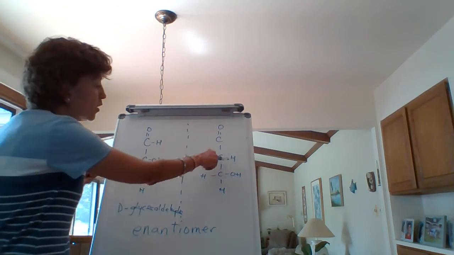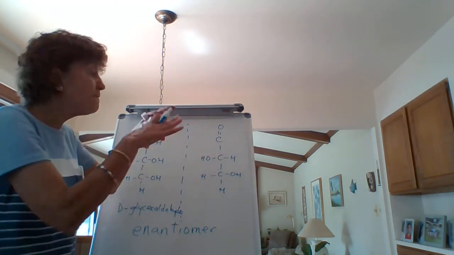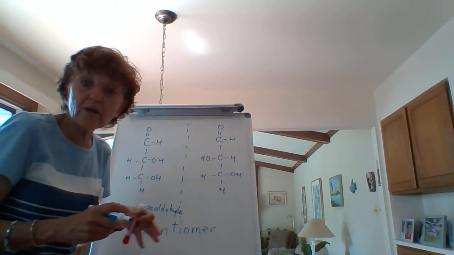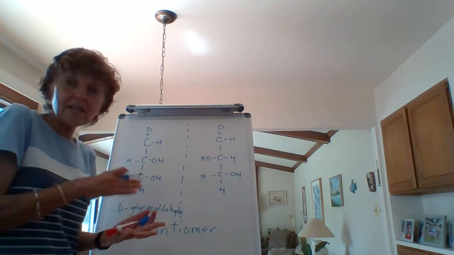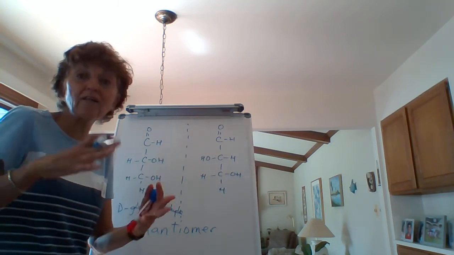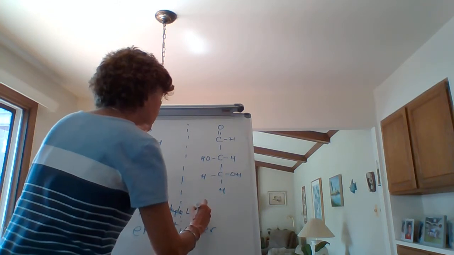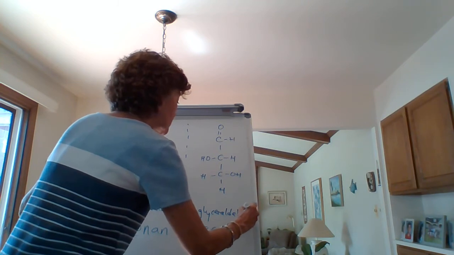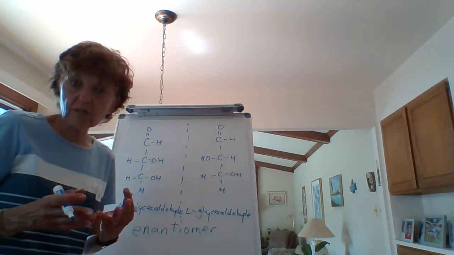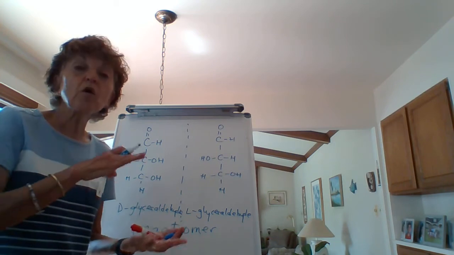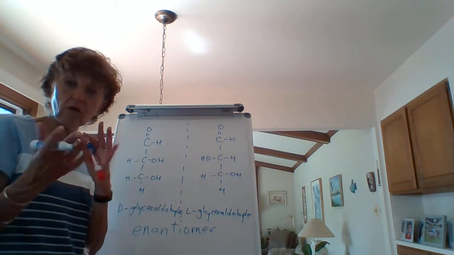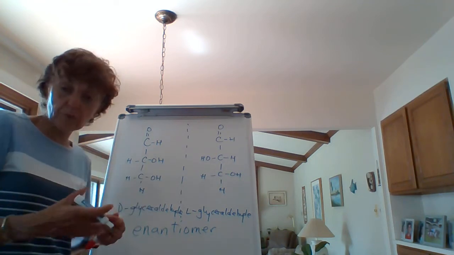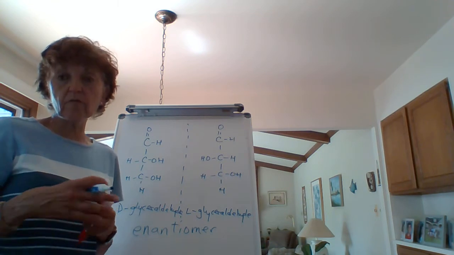And then this one, the OH group on the chiral carbon furthest away from the aldehyde group, it's pointing to the left. So we put L for levo, and then this is L-glyceraldehyde. So enantiomers are mirror images of each other. They're a type of stereoisomer. All of the OHs on the chiral carbons are flipped. Okay? You'll see this as we progress on with all the other monosaccharides.